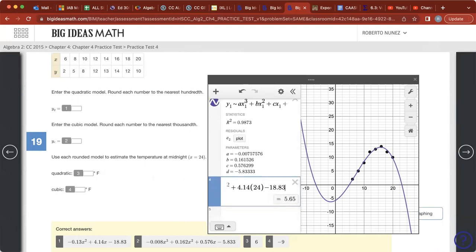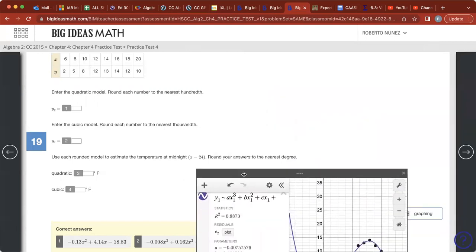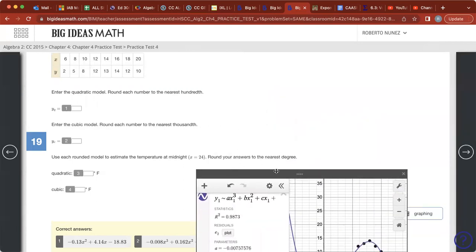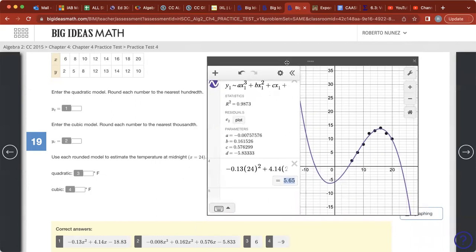And then we put the last value, and as you can see, it is approximately 5.65, but they ask us to round to the nearest degree, right? So that means to the nearest whole number. And so the nearest whole number that 5.6 approaches is going to be 6, as we can see right here.